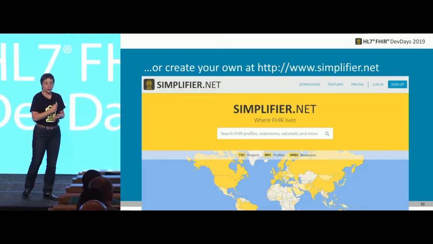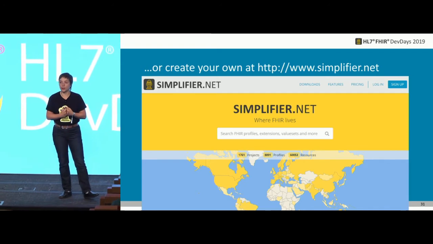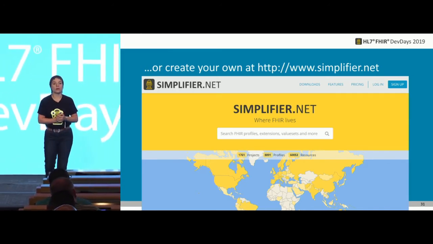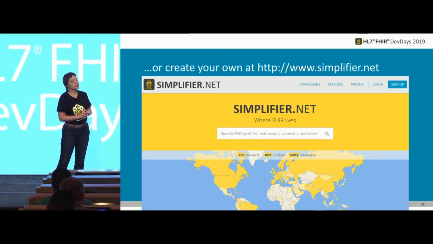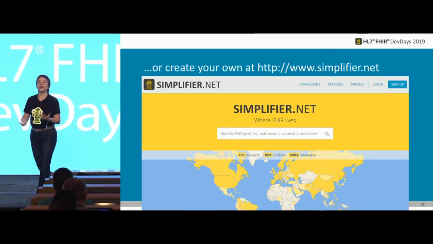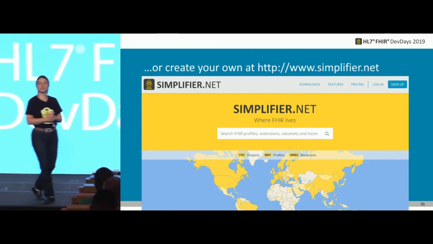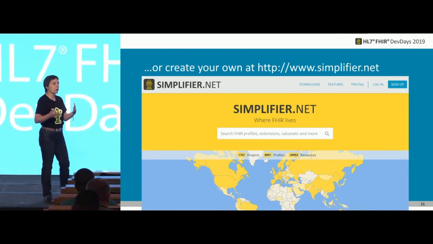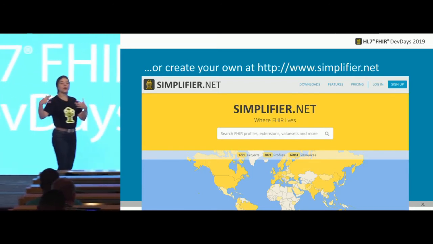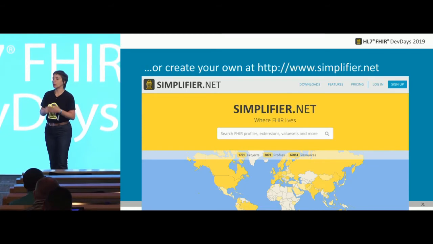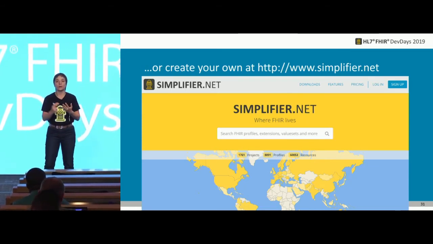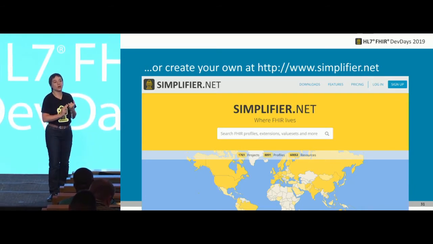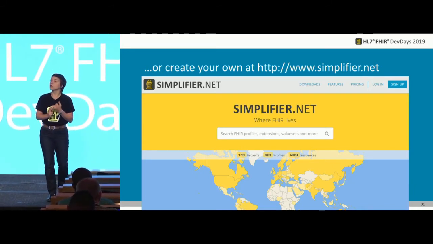But what you can also do is create your own implementation guide. There's, for example, the simplifier.net framework, which you can learn a lot about at these DevDays. That's the easiest way to get started and publish your own implementation guide. That implementation guide could be a description of how other systems could connect to your server: what profiles you implement, what extensions you use and understand, and what features of the specification your server implements.